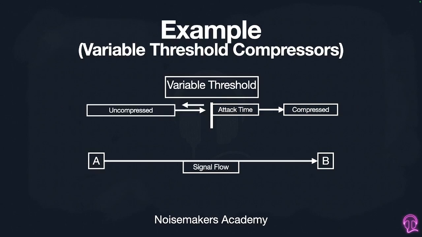And here's an example of a variable threshold compressor. We have the uncompressed signal here, which is going towards that threshold. However, that threshold can also work its way back to that uncompressed signal to make it compressed once it crosses the threshold. And then the attack time is exactly the same as it would be for a fixed threshold compressor. And again, we're going from A to B.